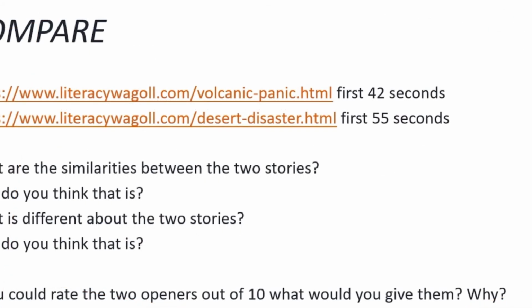What we're going to do now is compare two good examples. What you're going to do is click the link for the stories Volcanic Panic and Desert Disaster. I only want to focus on the first 42 seconds of Volcanic Panic and the first 55 seconds of Desert Disaster. This is because we're going to focus in on writing beginnings. But feel free to listen to the whole story later.